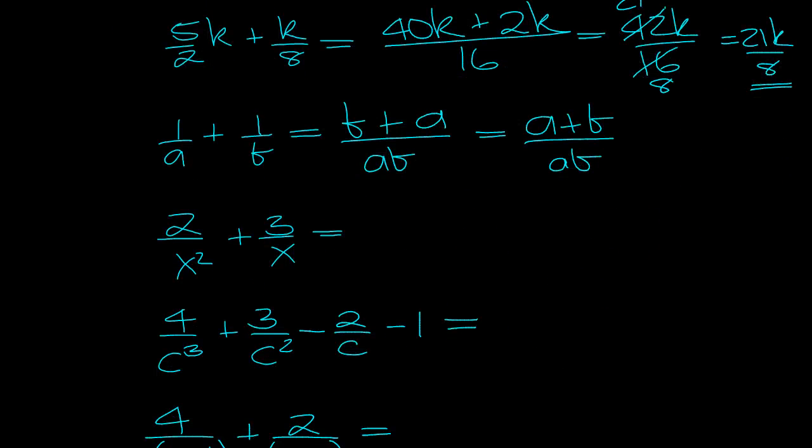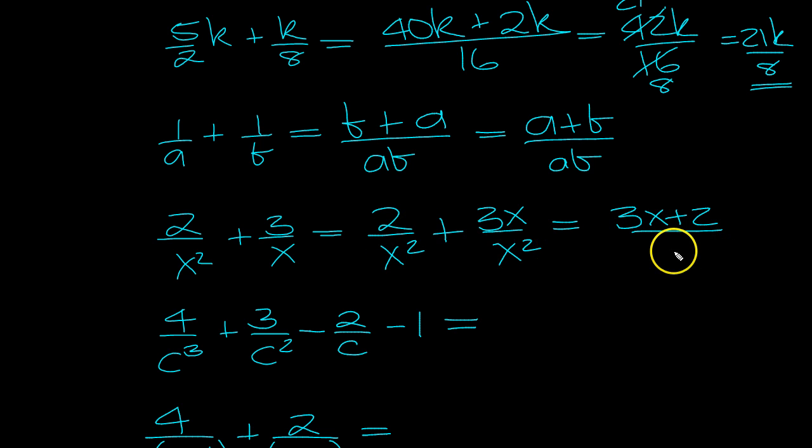Okay, next one. Here, rather than cross multiply, I'm just going to scale this up to x squared, and then we can just add the fractions, because it's easier to do it by that method. Times by x top and bottom then, over x squared, and we get 3x plus 2 on the top. Same denominator, so we can add the fractions over x squared.